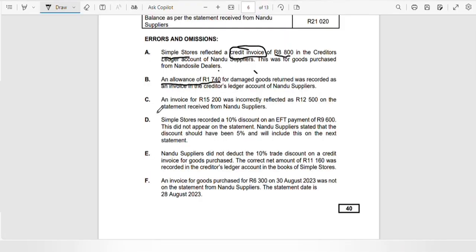So we go to information number C. It said that an invoice for 15,200 was incorrectly reflected as 12,500 on the statement received from Nandu suppliers. So there was an invoice. When we see the word invoice, it means that there were people buying the stock. Now the invoice of how much? The invoice of 15,200 was incorrectly reflected as 12,500.